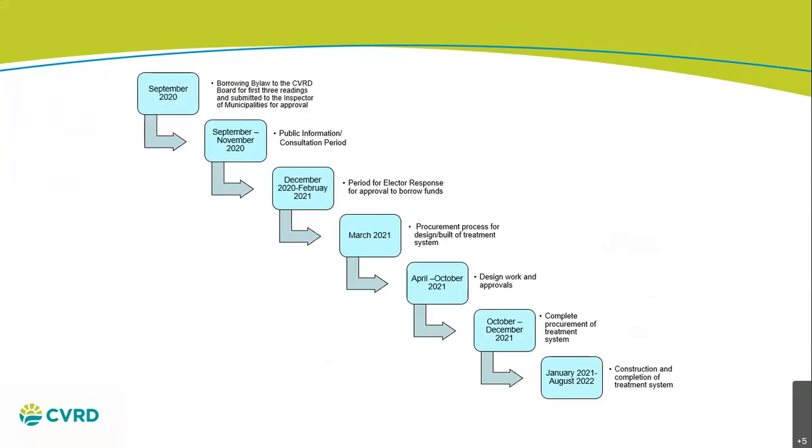And then if that's successful, we go to our procurement process. We have to select a technology and a provider of that technology. Then we have to carry on with detailed design work and then get approvals of Island Health, and then the actual construction and procurement of this treatment system can proceed after that. In our timeline from Island Health, they've indicated that all work must be done by August 2022. And we believe we can meet that timeline successfully.